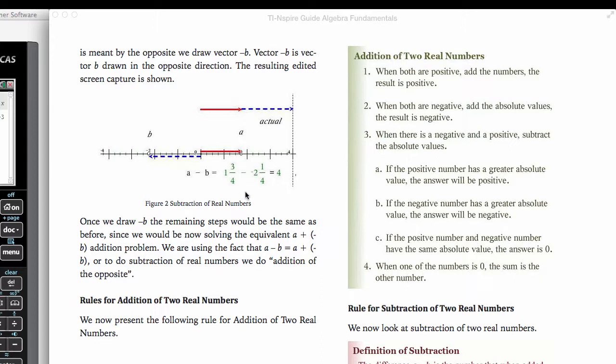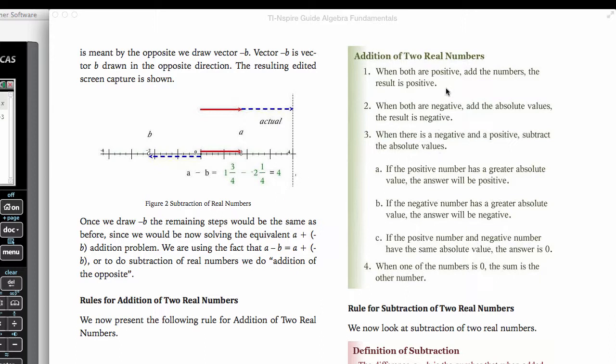Now, to do subtraction, again, we show the 1 3/4, and then we show the -2 1/4. The normal way that people do subtraction is they change it to addition of the opposite. So we go out this far, we take our -2 1/4 and take the opposite of it, and putting these two together, we come out to be 4.